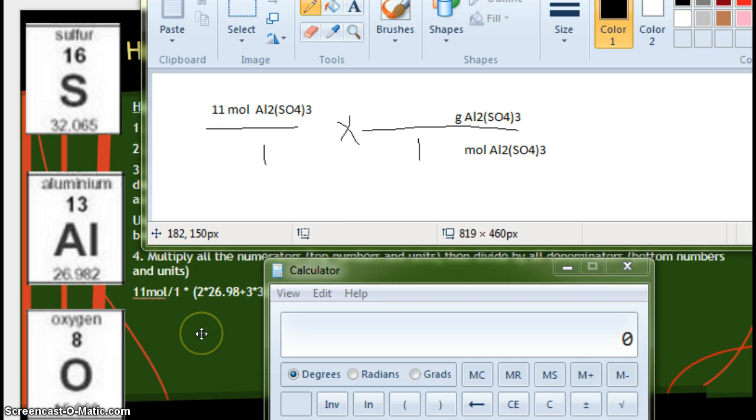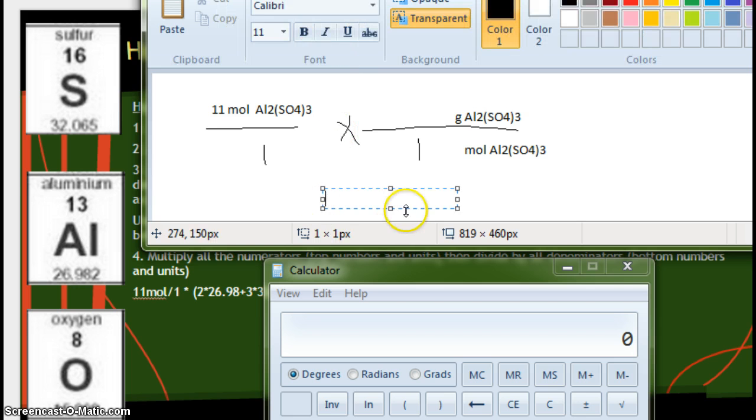Okay, so where I got cut off was we were going over the fact that we have 11 moles of aluminum sulfate and we're converting it to grams. So we have to find out how many grams of aluminum sulfate are in 1 mole of aluminum sulfate. So we start looking, and I'll put it down here. So aluminum. How many total atoms of aluminum are there?